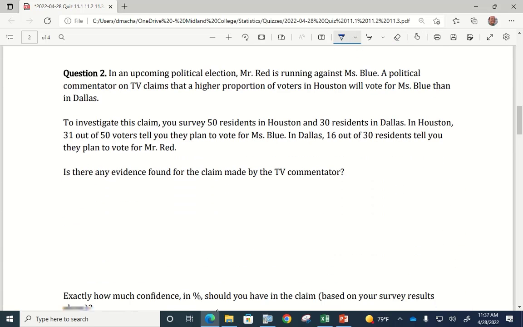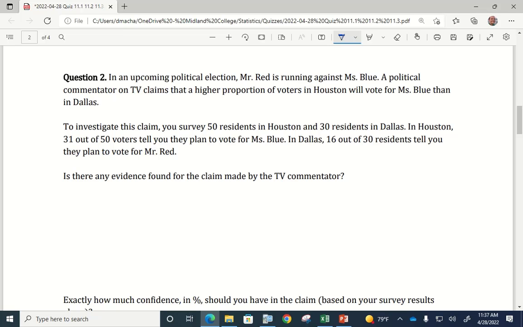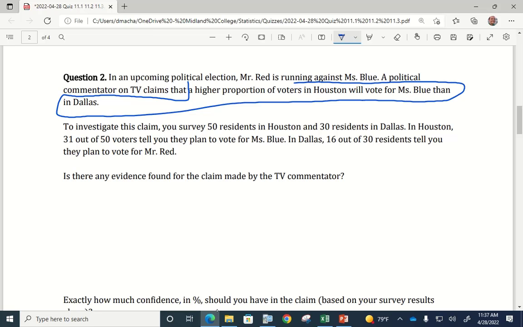Okay. Question 2 says, in an upcoming political election, Mr. Red is running against Miss Blue. A political commentator on TV claims that, and this is the claim, a higher proportion of voters in Houston are going to vote for Miss Blue than in Dallas.